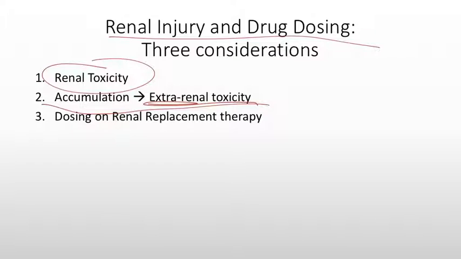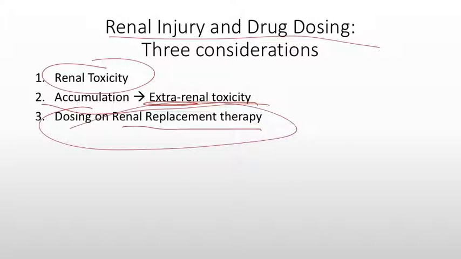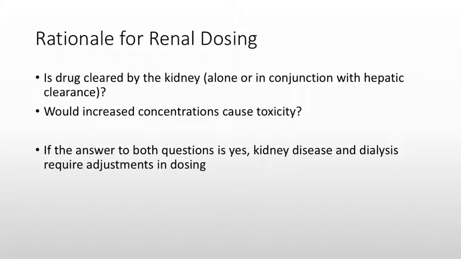And then the last thing you need to think about is if somebody goes onto dialysis. Dialysis meaning renal replacement therapy. If you go into renal replacement therapy, how do you alter the dosing in that situation? So drugs can either be cleared completely by the liver, completely by the kidney, or together by the liver and the kidney working together. If something is cleared by the kidney at all, by the kidney alone or by the kidney and the liver, if there is kidney injury, you're going to have accumulation of that drug or its metabolites. And if increased concentrations move you out of the therapeutic window, then you need to decrease your dosing.